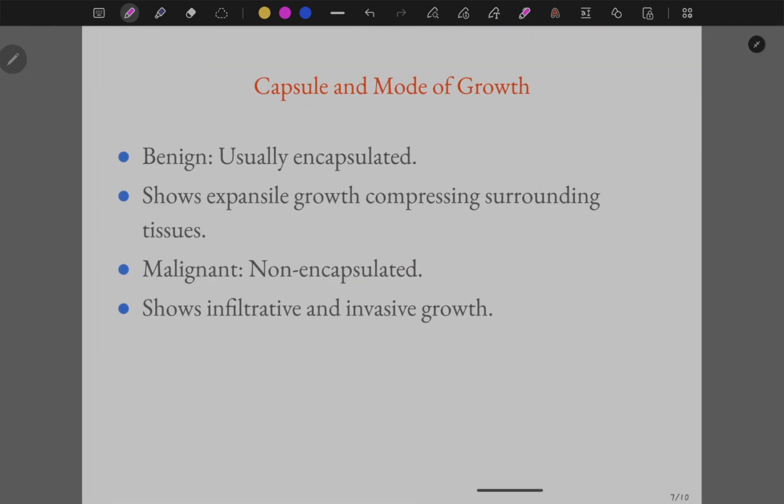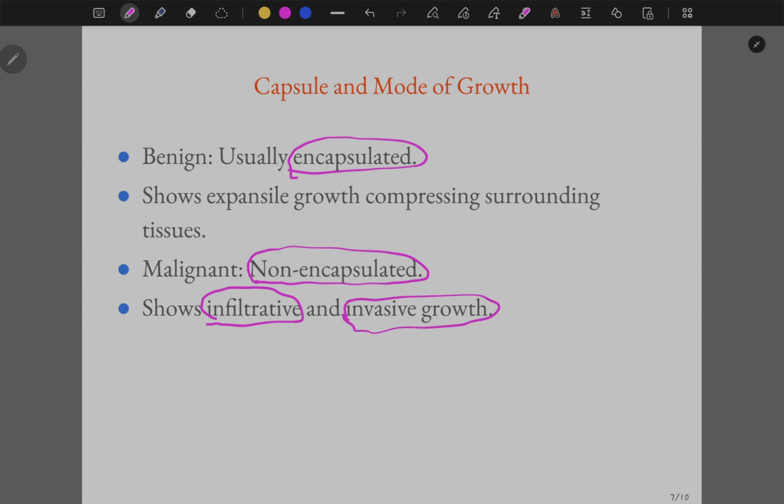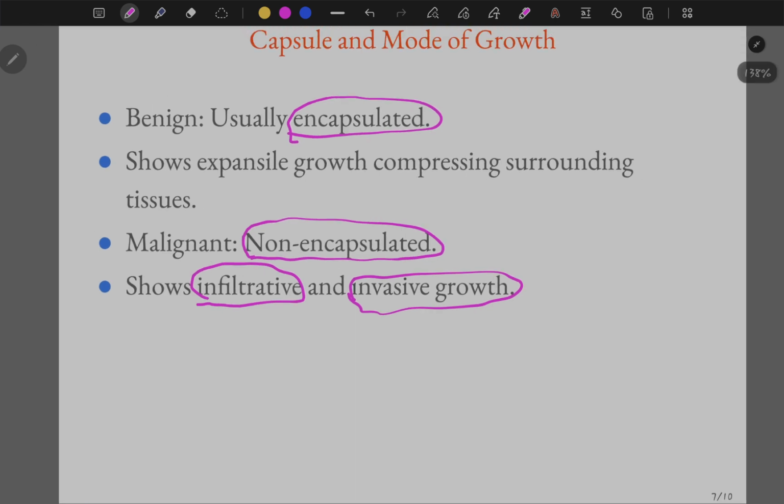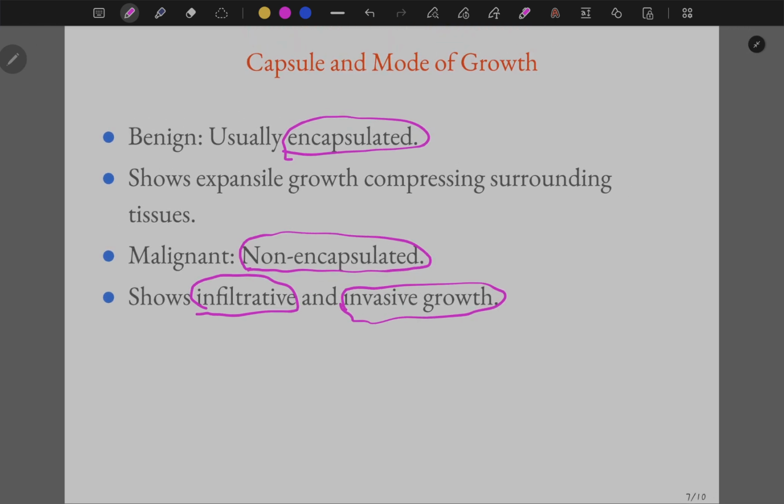Next is the capsule and mode of growth. Benign neoplasms are usually encapsulated. They are covered by a capsule and they show expansive growth, and they can compress the surrounding tissues. But malignant neoplasms are non-encapsulated and they can also compress, but they show infiltrative and invasive growth. They can infiltrate and invade into the adjacent tissues. This is an important feature of malignant tissues, and infiltration is not seen in benign neoplasms.